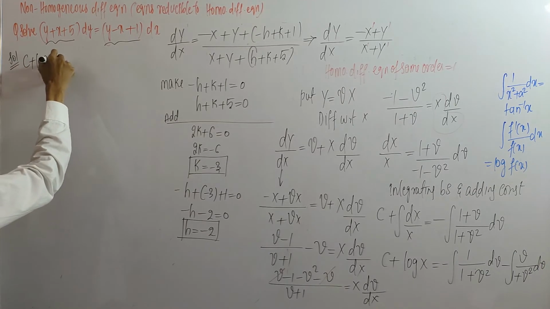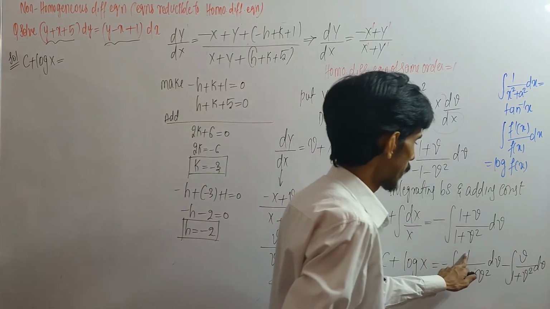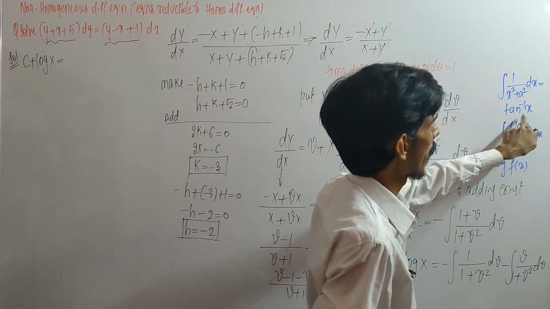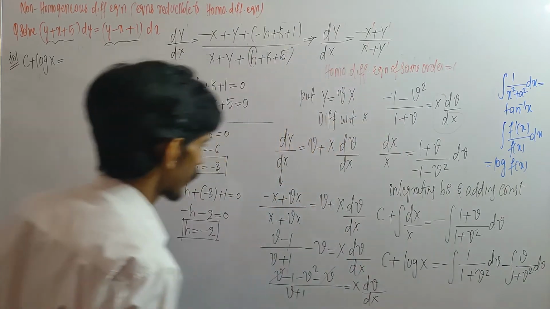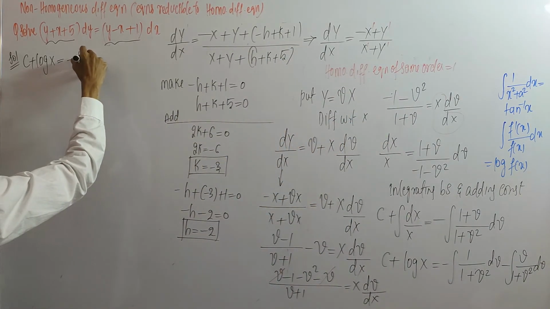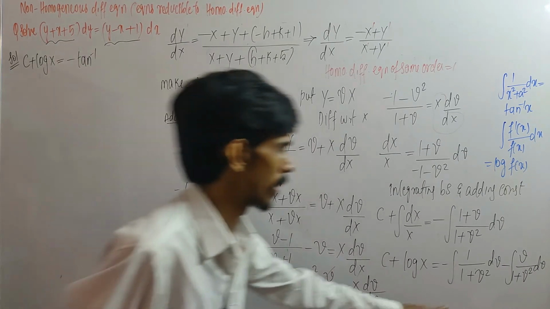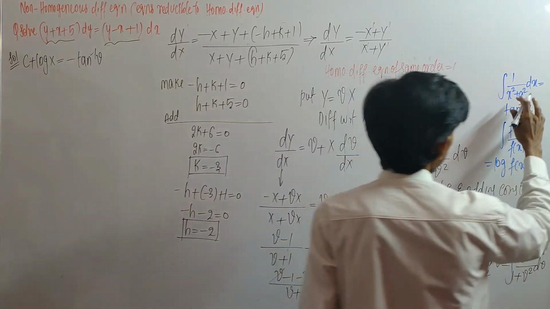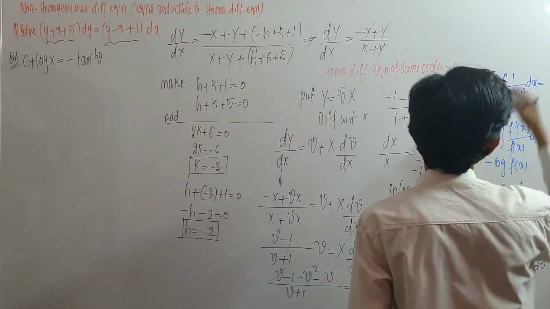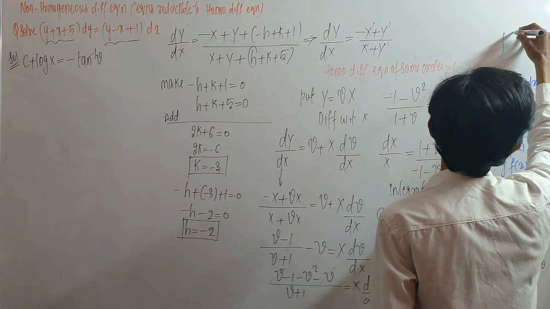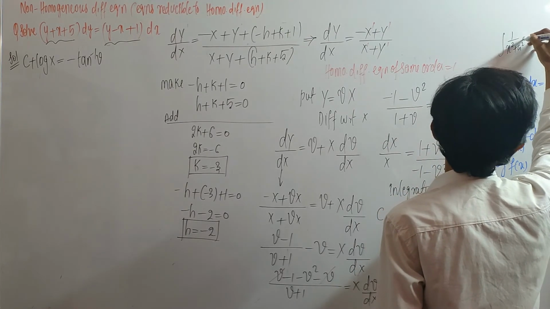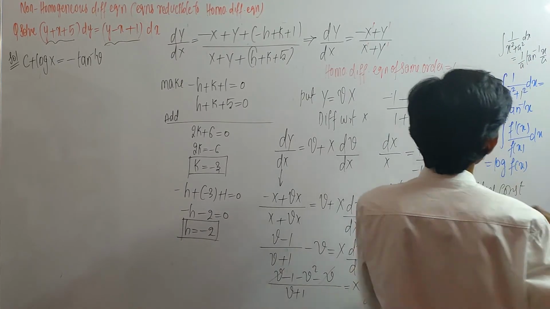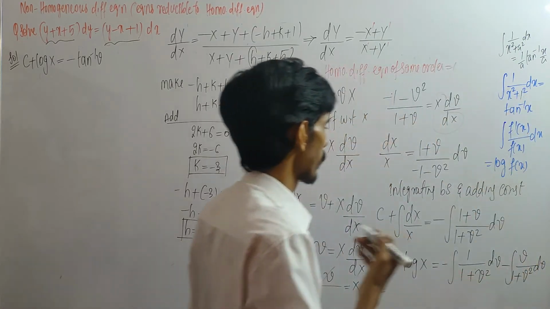c plus log x is equal to minus integration 1 by 1 plus v square dv. Integration of 1 by x square plus a square dx value is tan inverse x. So here I'll get minus tan inverse v. Here not a square, here we have 1, that is integration of 1 by x square plus a square dx value is 1 by a tan inverse x by a. If a value is 1, then we will get this formula.